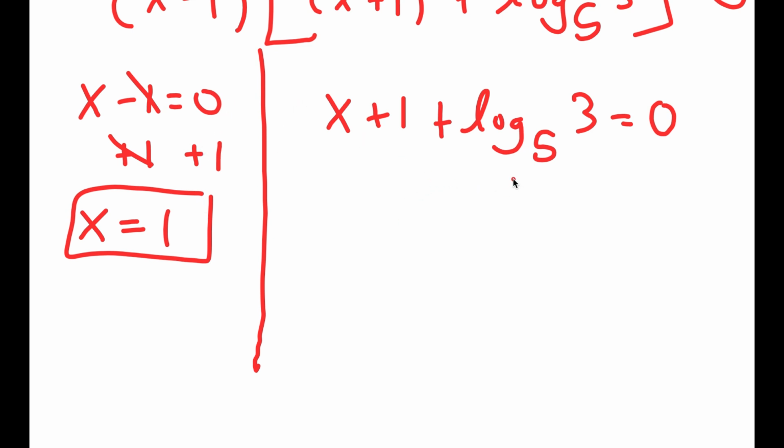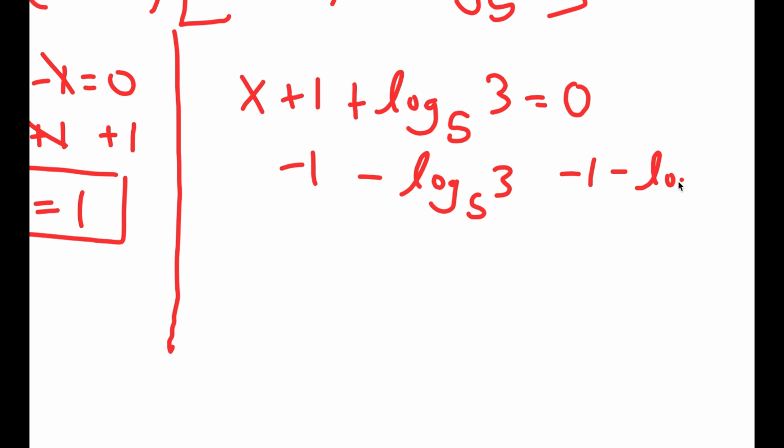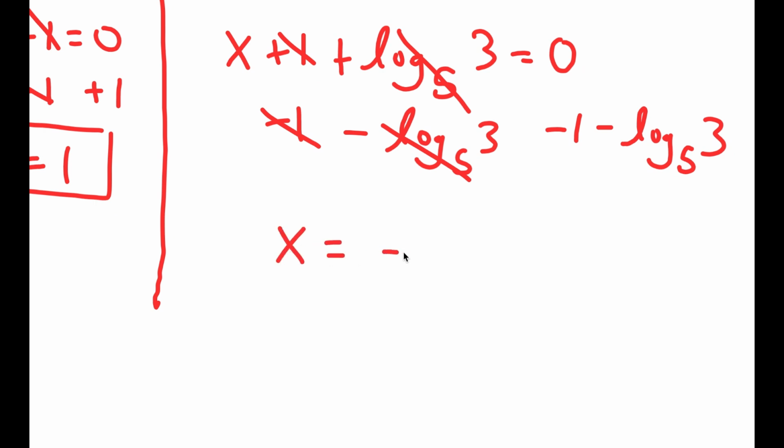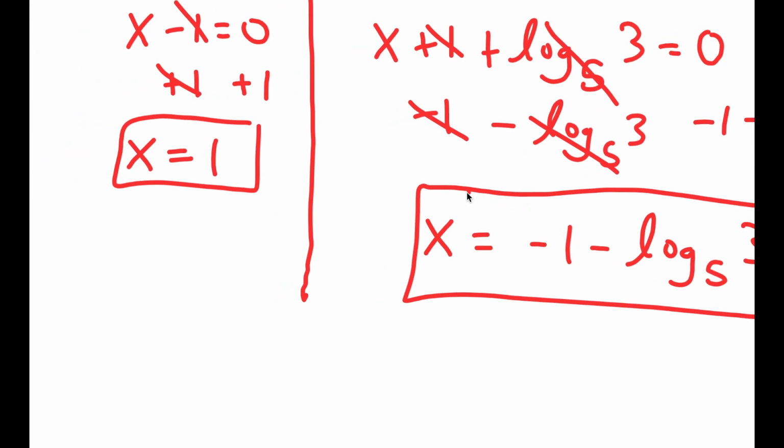For x plus 1 plus log base 5 of 3 is equal to 0, I can subtract 1 and log base 5 of 3 on both sides. So I get x is equal to negative 1 minus log base 5 of 3. And these two are my solutions to this equation.